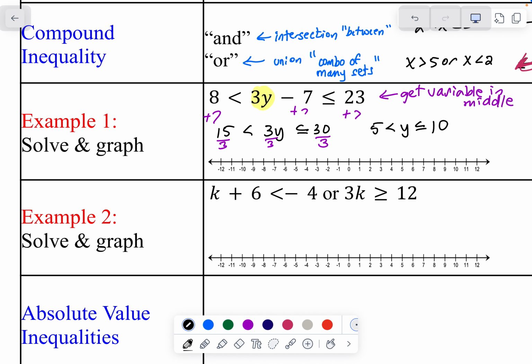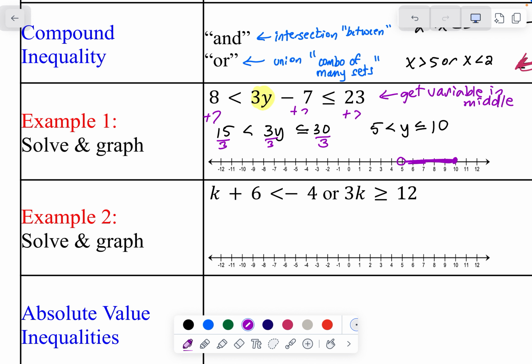Okay. So now we're going to go to the graph paper. On the 5 dot, we have to have an open circle because, if you'll notice, we do not have an equal to bar. On the 10 spot, we do have an equal to bar, so that at the 10 is going to get a closed-in dot, and then we're going to shade everything in between.